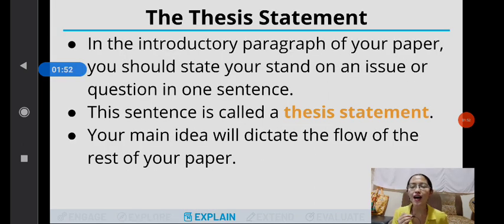Now, what is a thesis statement? In the introductory paragraph of your paper, you should state your stand on an issue or question in one sentence. Now, this sentence is called a thesis statement. Your main idea will dictate the flow of the rest of your paper. Now, what is a thesis statement? It's a brief articulation, a brief sentence, of your paper's central argument and purpose. Okay? Now, you might hear it being referred to as simply thesis.